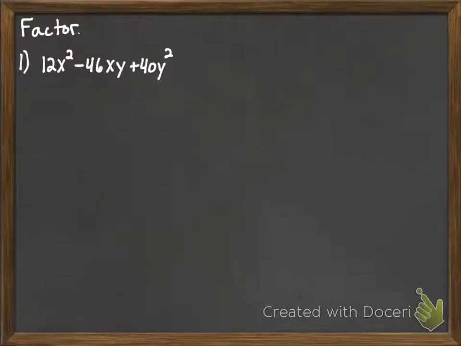Okay, so we have another example here, 12x squared minus 46xy plus 40y squared. Once again, you always want to be on the lookout for a common factor. If you remember the problems when we factored the x squared plus bx plus c form, having that y and y squared on there isn't going to make a huge difference to the problem. We'll see that as we work through the problem.